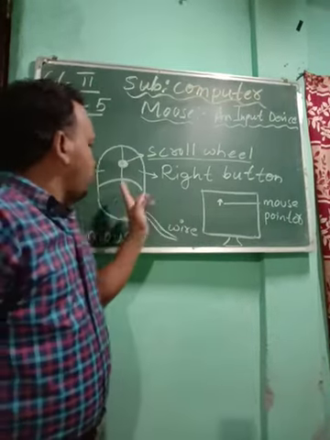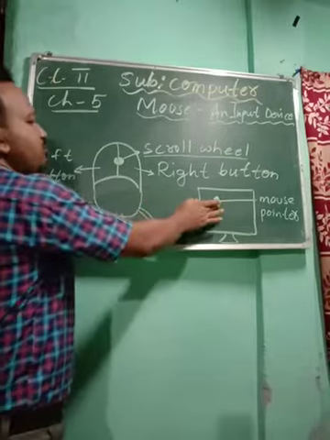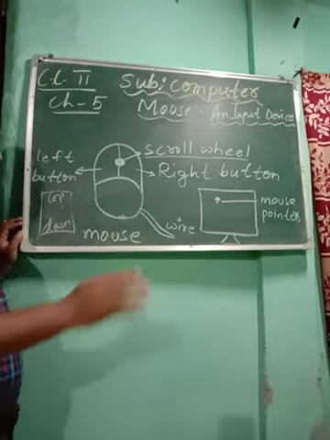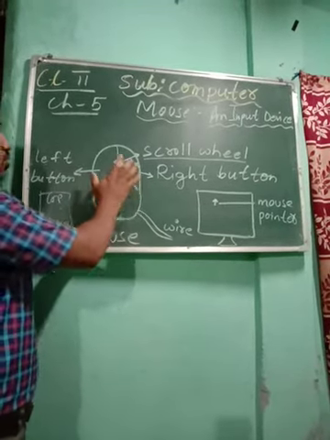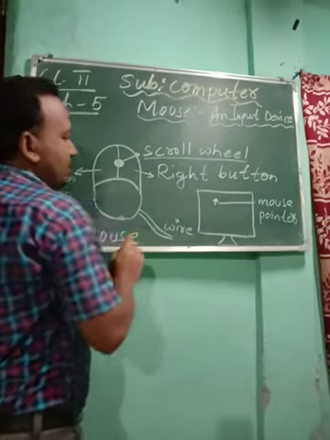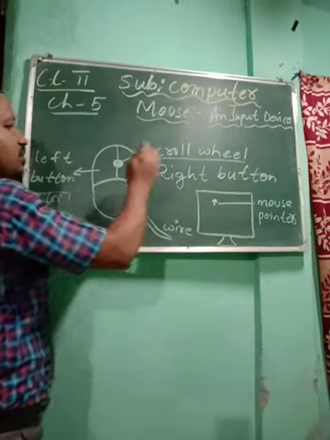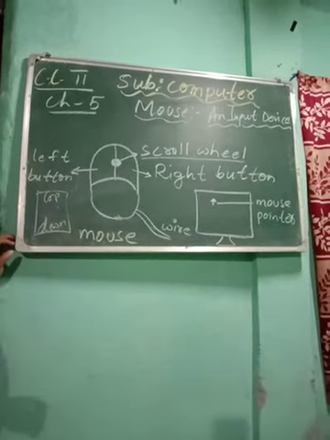So whenever you move the mouse, this will move. If you are not moving the mouse, it will be fixed in one place. Suppose I am holding the mouse and I am moving it to the right side, it will also move to the right side. If I am moving it to the left side, it will also move toward the left side.